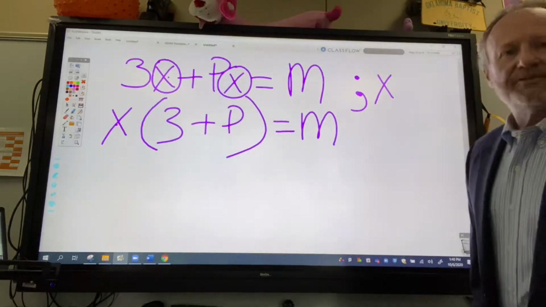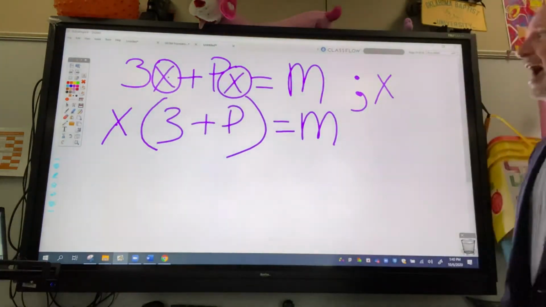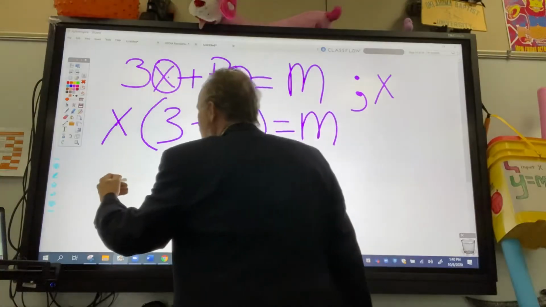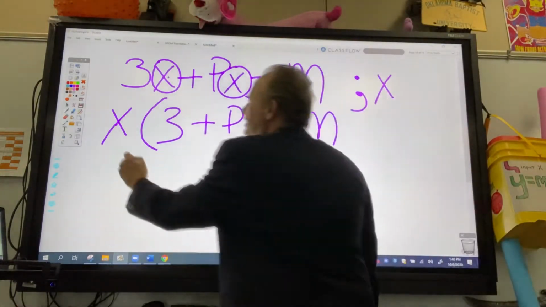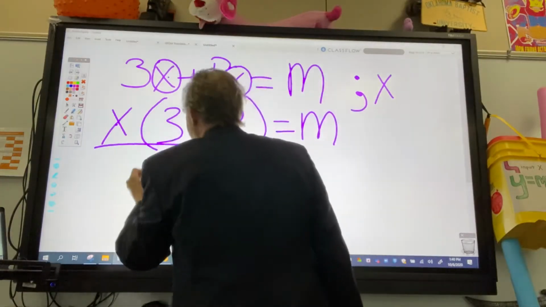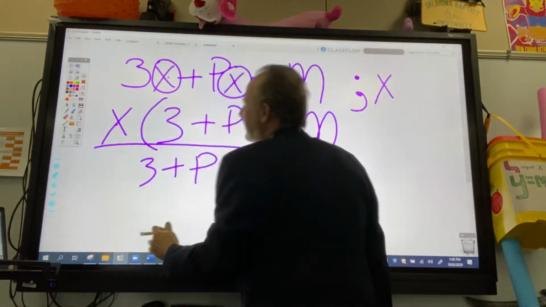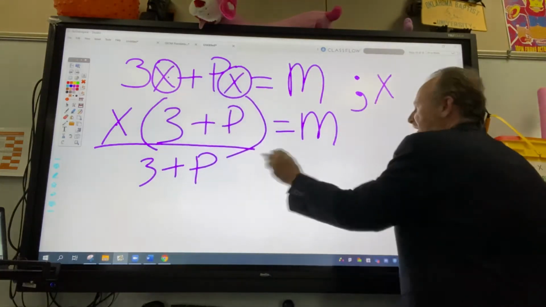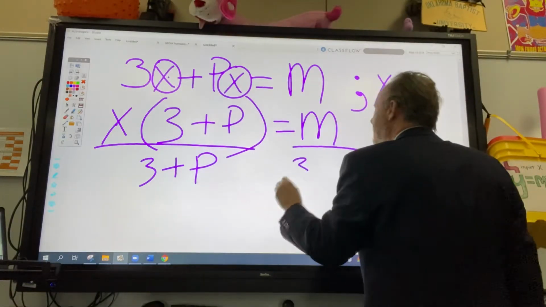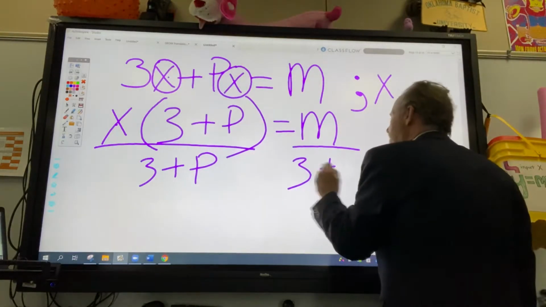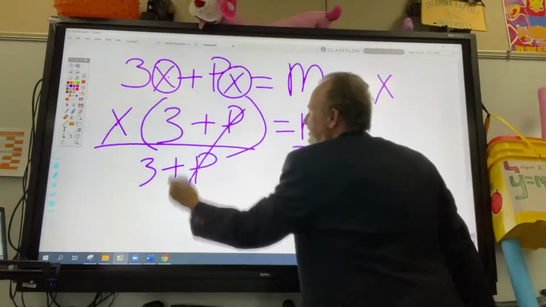Now remember, we're solving for x. So if it's x times what's in the parentheses, how am I going to get rid of it? Well, if it's x times it, you're going to do the opposite. You're going to divide. So here I am, dividing by 3 plus p. Now when I divide that out, it gets rid of the parentheses. I don't need it no more because we ain't distributed. What you do on one side, divide by 3 plus p, you got to do on the other, divide by 3 plus p. Now these cancel out.